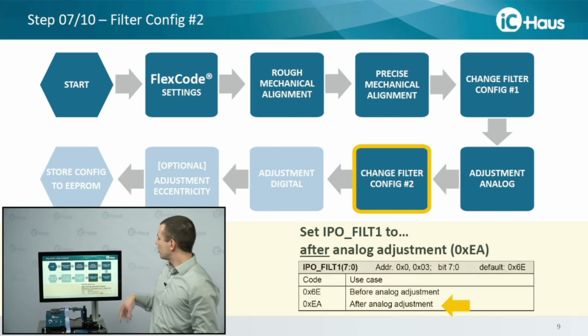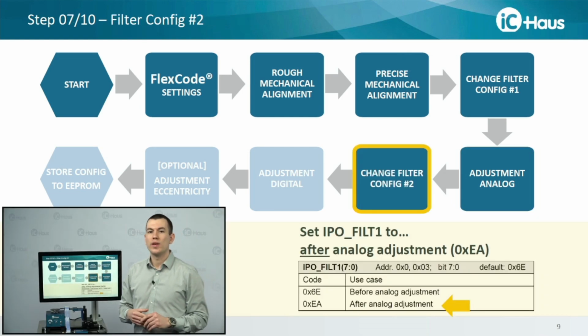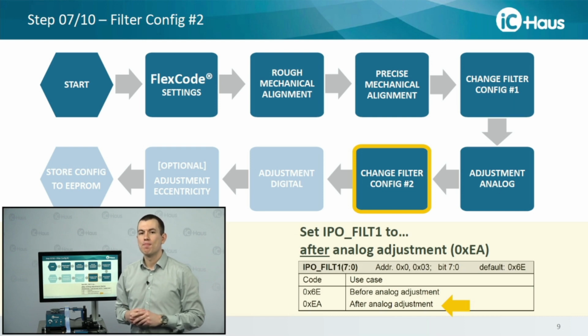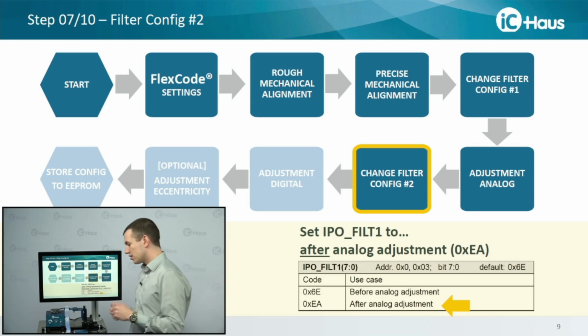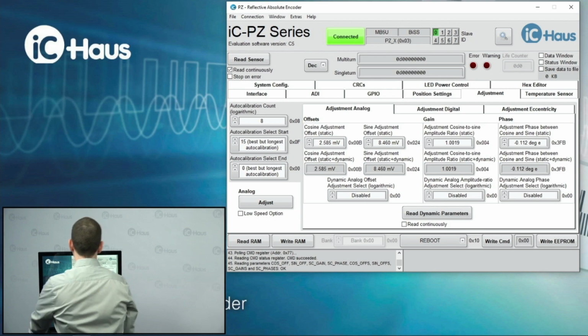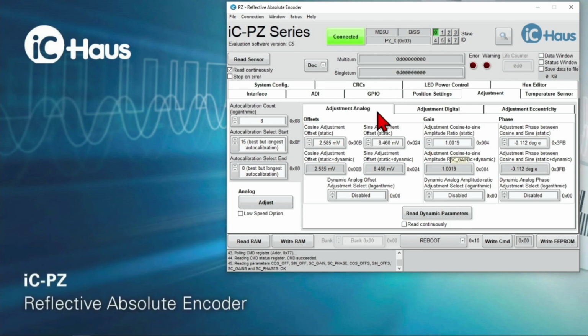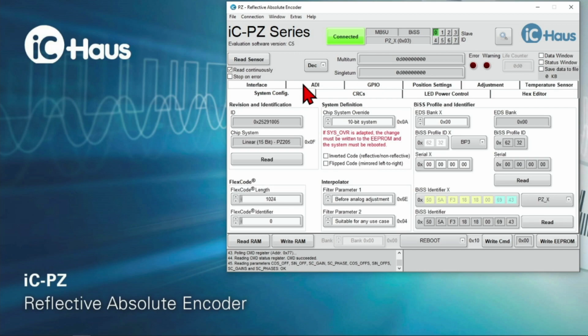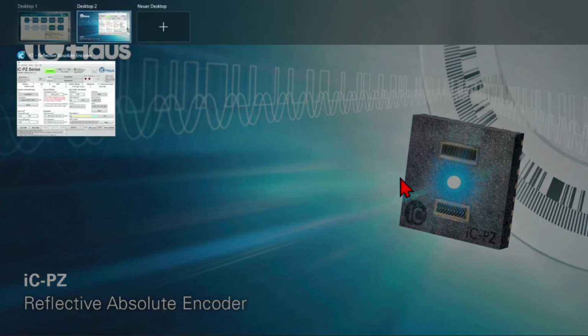Before going ahead with the digital auto calibration, we again need to adapt the filter settings. The second filter configuration that we are providing with the iC-PZ series will also be the one that you will be using in your final product. So again, same steps as before, going to the System Config tab, on the bottom the interpolator section, and clicking here into the drop-down of filter parameter 1 and selecting after analog adjustment. So that's it.